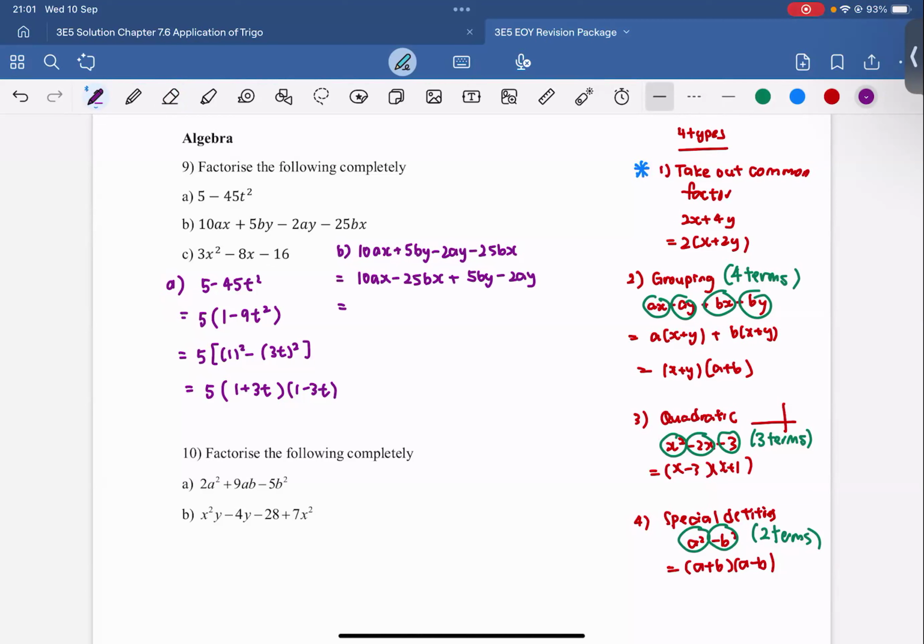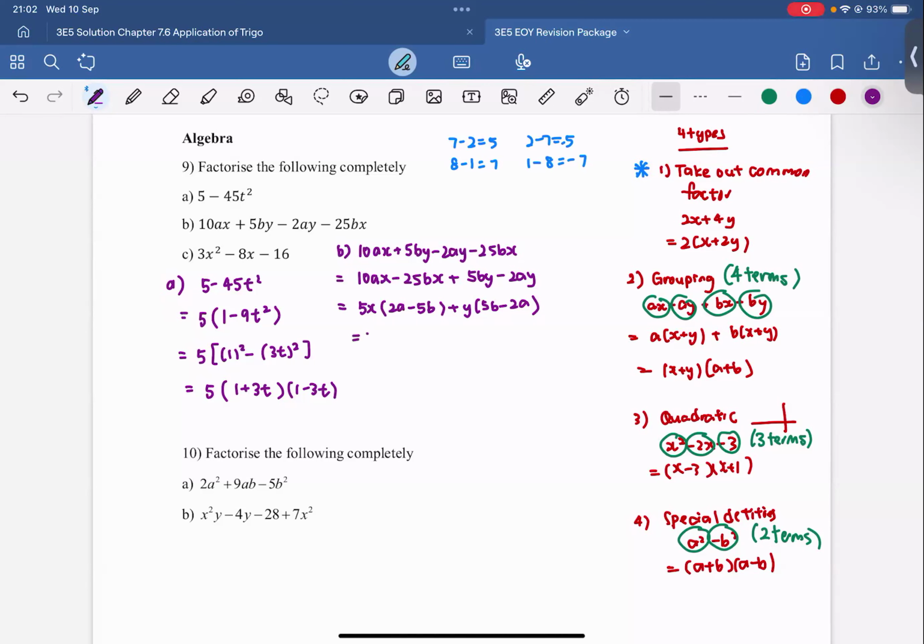Okay, so over here I can take out 5x. I get 2a minus 5b. Over here I can take out y. I will have 5b minus 2a. Okay, so is 5b minus 2a and 2a minus 5b the same? Not really. 7 minus 2 is 5. 2 minus 7 is negative 5. Or 8 minus 1 is 7. 1 minus 8 is minus 7. Okay, but they are somehow related. They are related by a negative.